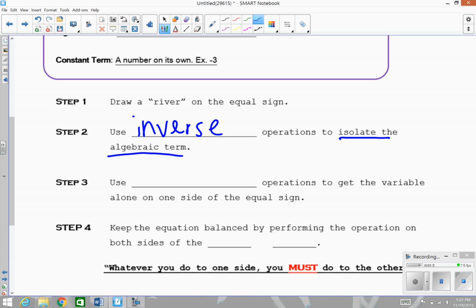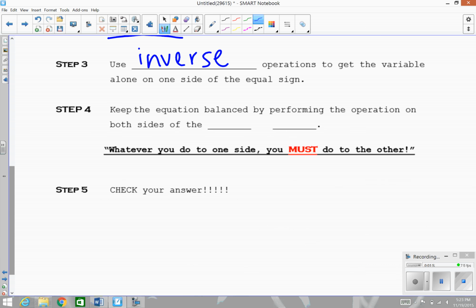Step 3 is to use inverse operations to get the variable alone on one side. So first get the algebraic term alone, then get the actual variable alone. And step 4, we know that in order to keep an equation balanced, we have to perform operations on both sides of the equal sign. So everything is almost exactly the same, but just a little tweak. I think if we do a few examples, you'll see what I mean.